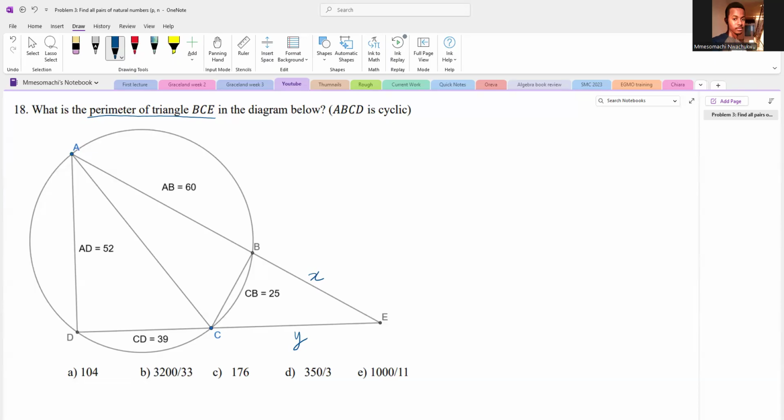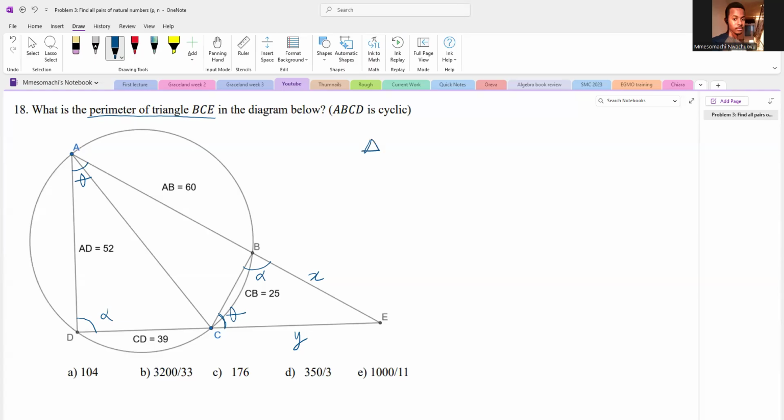What do we know about cyclic quadrilaterals? Opposite angles are supplementary. That means the exterior angle is equal to the opposite interior angle. So this angle here, I call this theta, means this angle here is also going to be theta. If I call this alpha, this angle here is also going to be alpha.